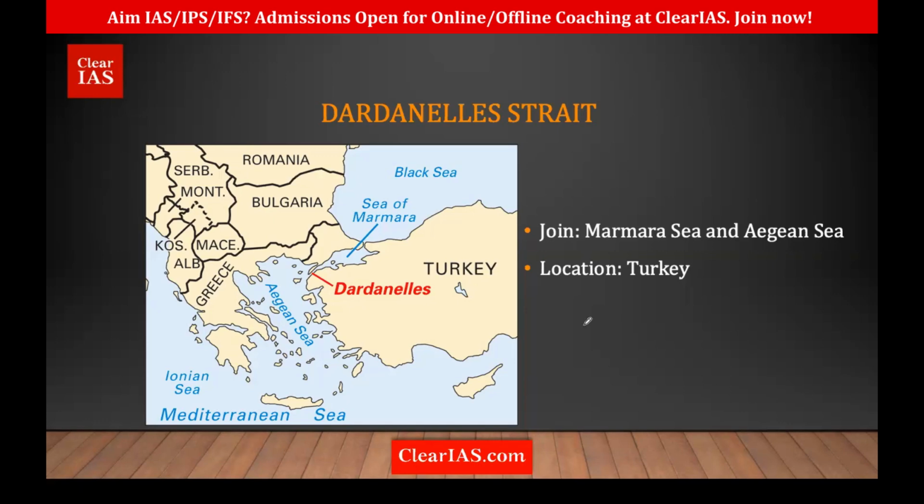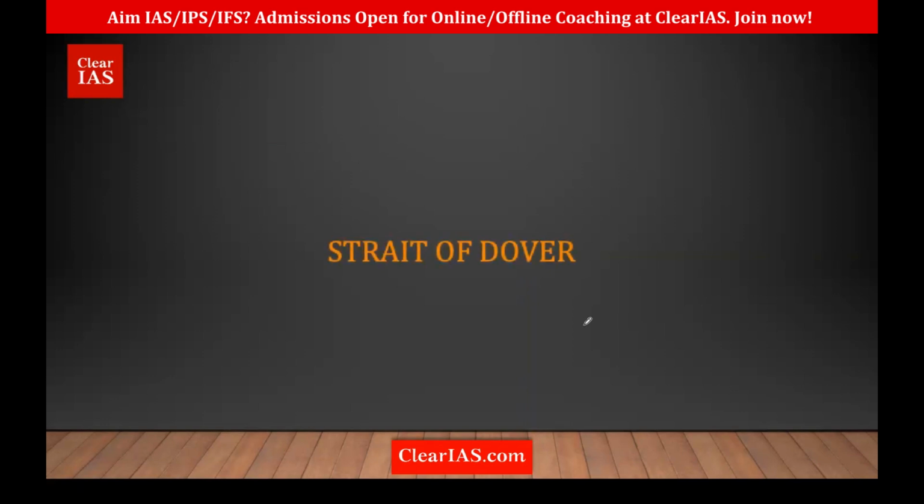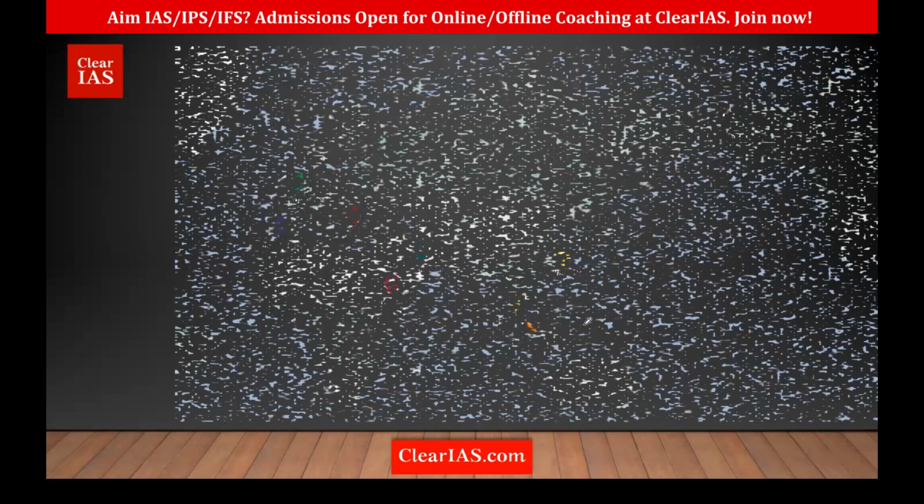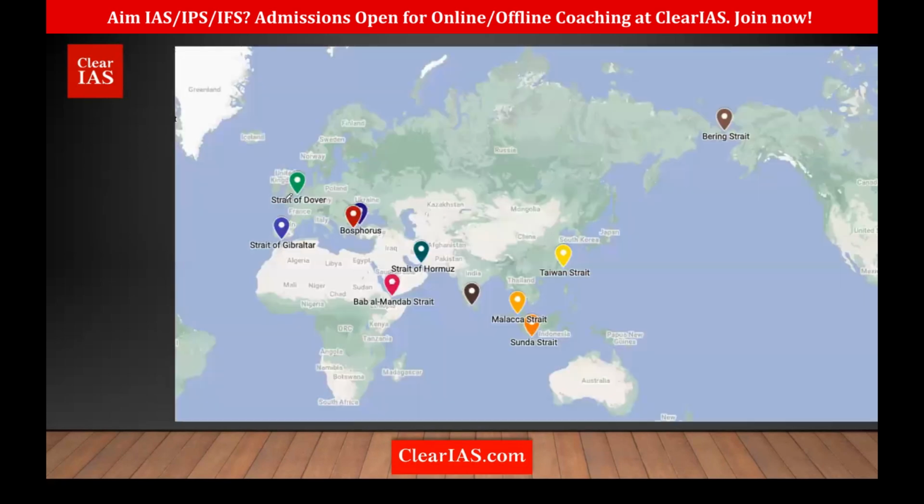Now we move on. These few are the most important straits, especially from the prelims point of view. Then we'll also see a few other important straits. The next one is the Strait of Dover. So where is the Strait of Dover? It is below the UK, between the UK and France. You can see it here.